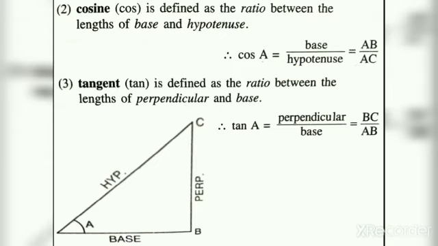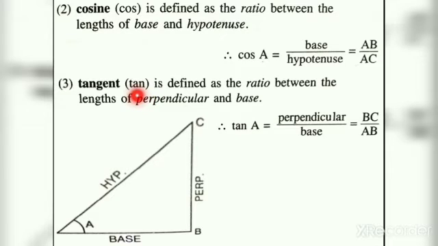So sine is SPH, that is, sine is equal to perpendicular divided by hypotenuse. So cos will be base by hypotenuse. Cos is CBH. Okay.